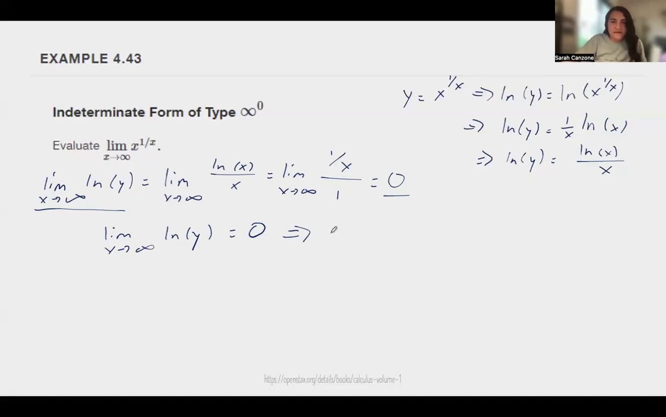So this is the same thing as saying the natural log of the limit as x approaches infinity of y, which we know is x to the 1 over x. So I'll write y, but we know it's x to the 1 over x, which is what we're looking for. And this is still equal to 0, because that's just what it says here. This is what we're looking for.